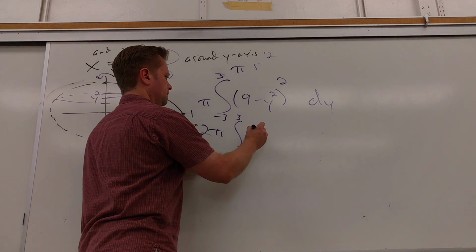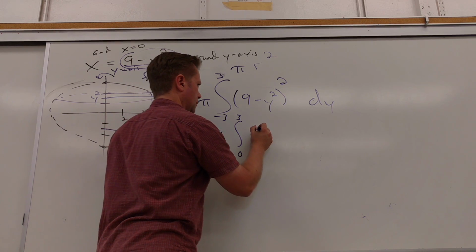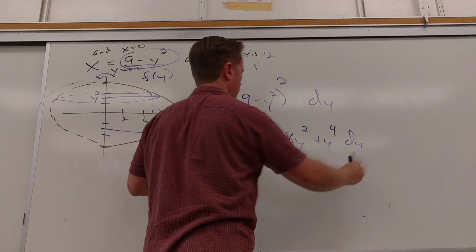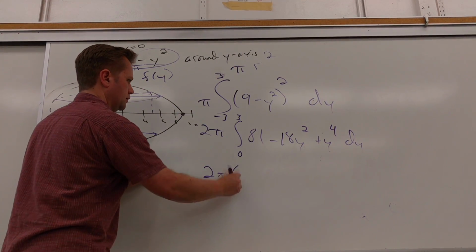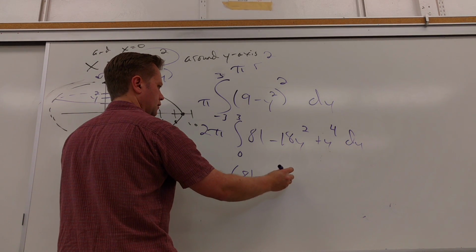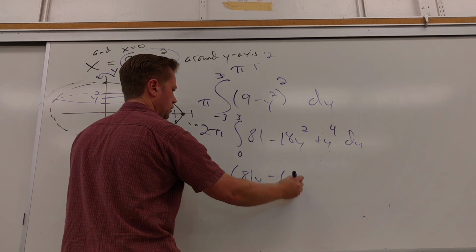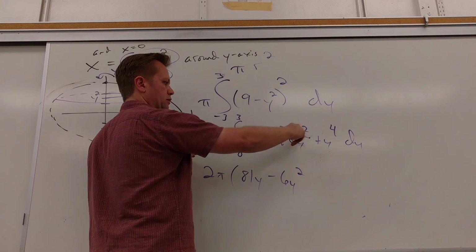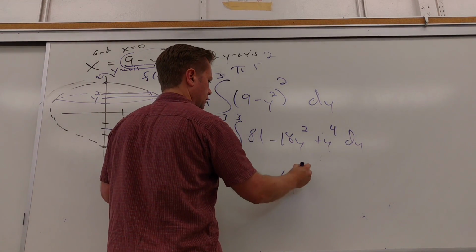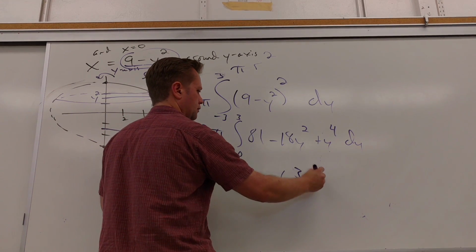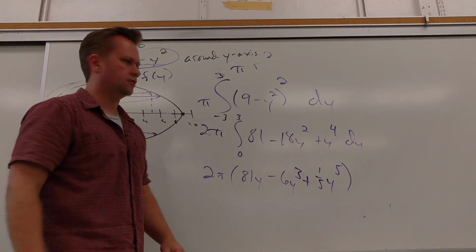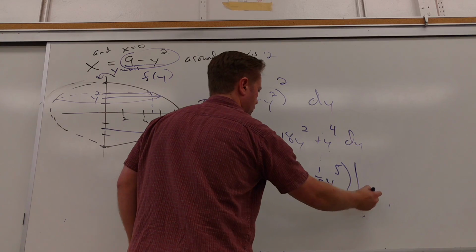And then when you FOIL this, what do you get? 81 minus 18y squared plus y to the fourth. All right. So 2 pi times 81y minus 18 over 3, 6y cubed. The 3 sucks the 3 out and leaves the 6, y cubed. Thank you, I said it and I didn't write it. Plus 1/5 y to the fifth. I love it. And then from 0 to 3 in this case.